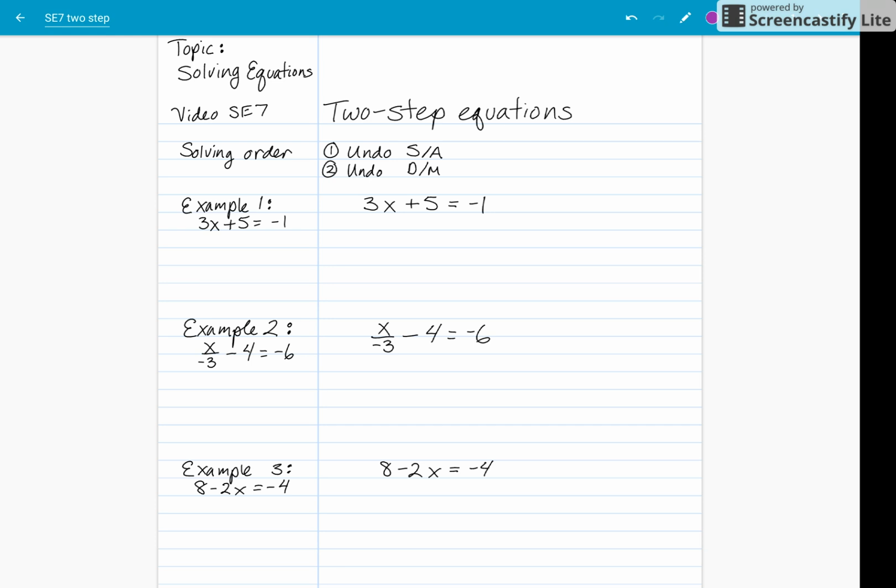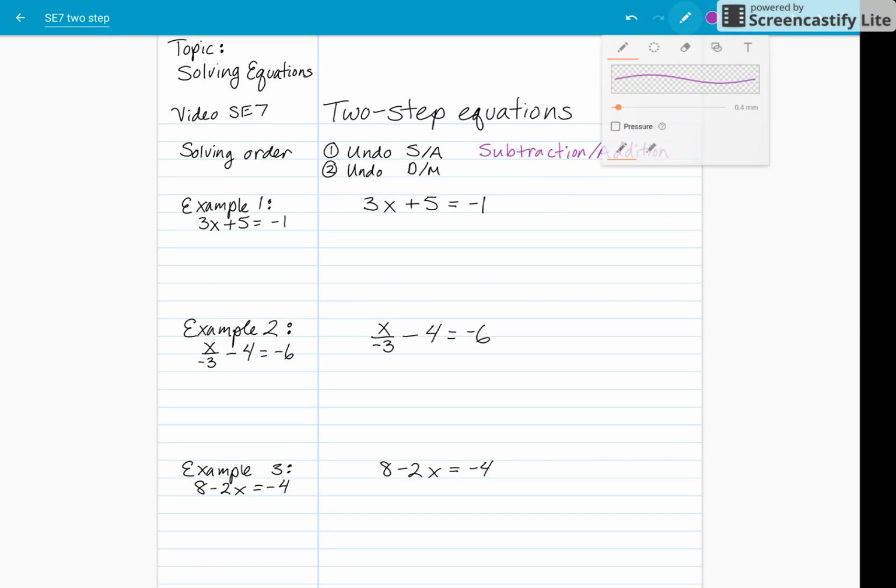More difficult equations simply involve additional steps. In order to get the steps in the correct order, we need to learn the order to solve. First, we're going to undo subtraction and addition. If you look at example 1, we're going to focus on the side with the x.